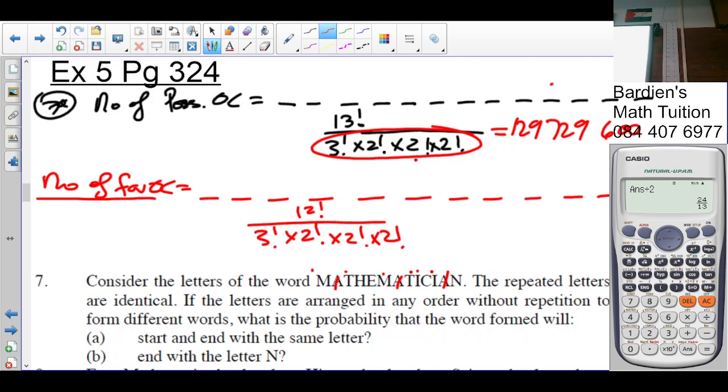Okay, your probability. Right over there, there's 12 over 30. What's the answer there? 1 over 624.